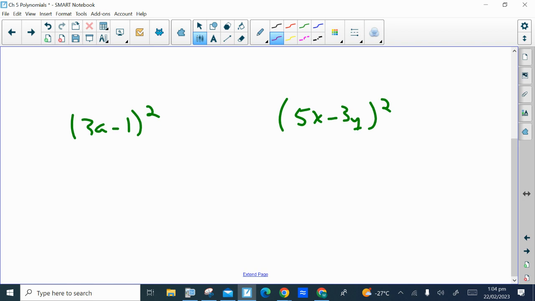So let's go down to the bottom one. 3a minus 1 all squared. You can definitely do it using distributive property.